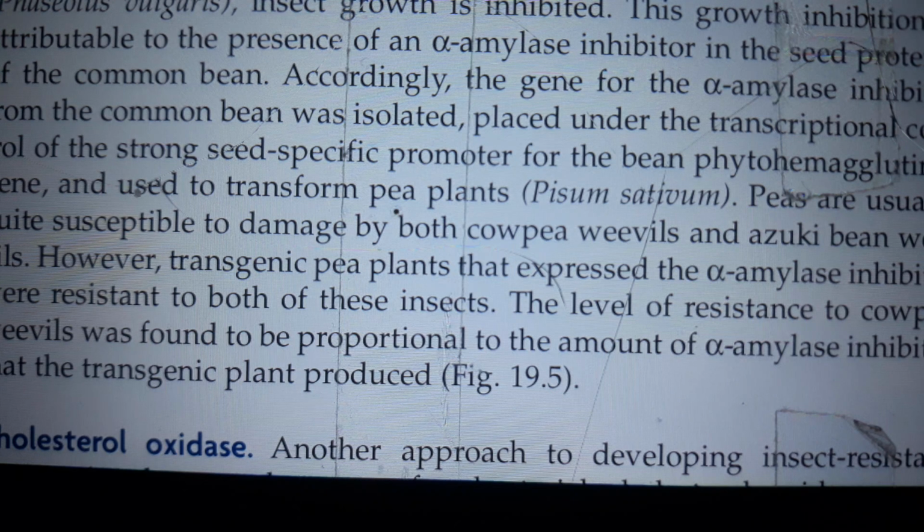When larvae of these insects are fed a diet that includes the common bean, that is Phaseolus vulgaris, insect growth is inhibited. This growth inhibition is attributable to the presence of alpha amylase inhibitor in the seed protein of the common bean.